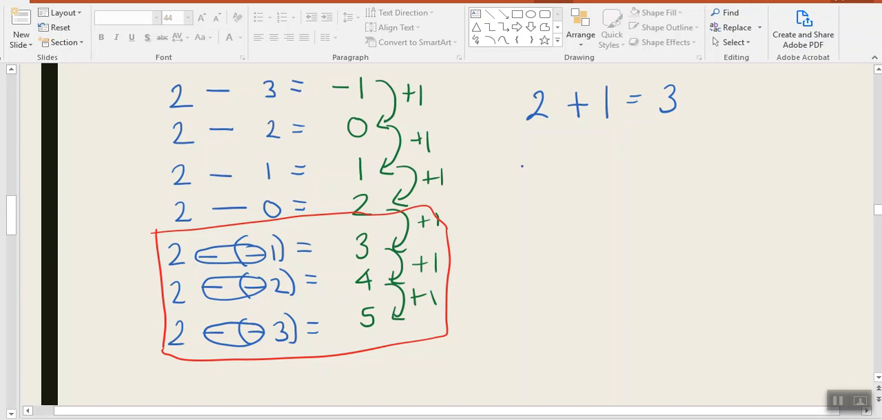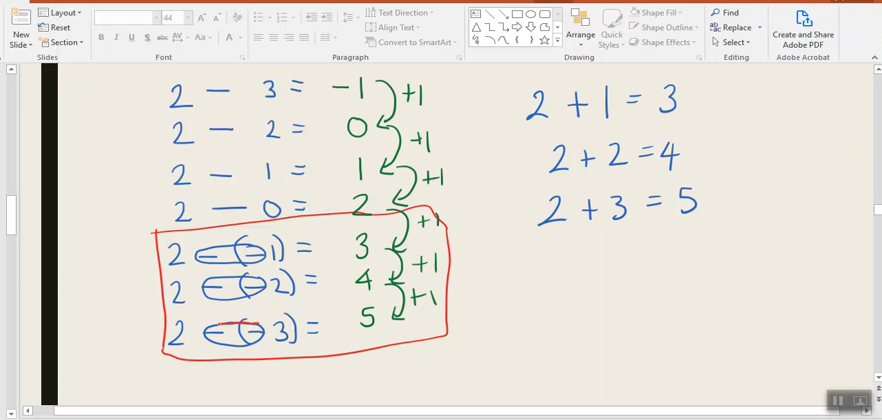For the next one, I've got 2 something 2 to give me 4. I know it has to be plus. 2 plus 2 is 4. And for the last one, 2 something 3 is equal to 5. It must also be plus. 2 plus 3 is 5. And so I have worked out what to do. You can say I've worked out the rule.